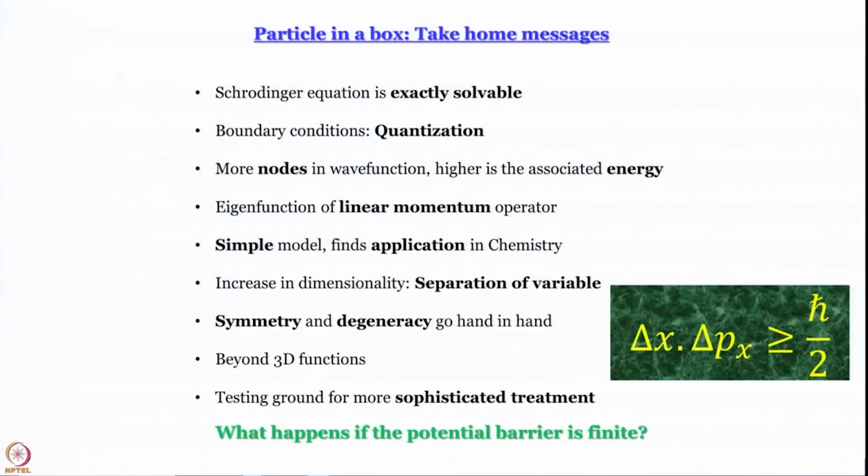But for now we are done with that discussion of particle in a box, where the particle is confined within a box where the walls are infinitely high. Potential energy outside is V equal to infinity. Let us now move on to a variant, and let us now finally tackle the question, what happens if the potential barrier is not infinite? What happens if the potential barrier is finite?